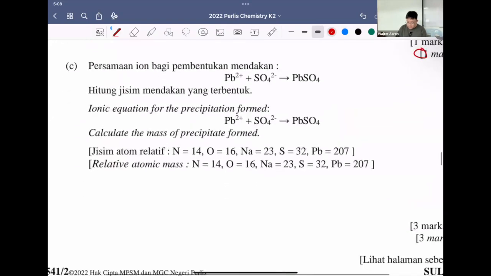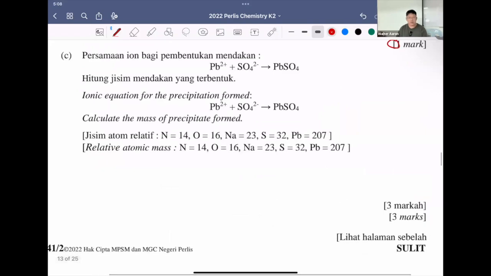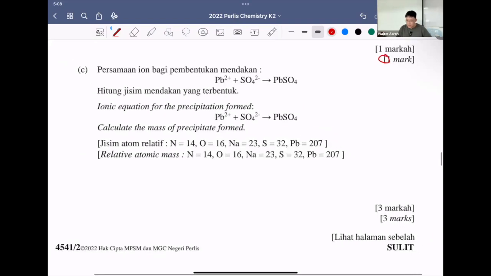Let's move on to the next one. The ionic equation for the precipitation is Pb2+ plus SO4 2- gives you PbSO4. So calculate the precipitate formed. I think that's pretty simple. You need to ask yourself what is the number of mole of sulfate and what's the number of mole of lead in this case, right?